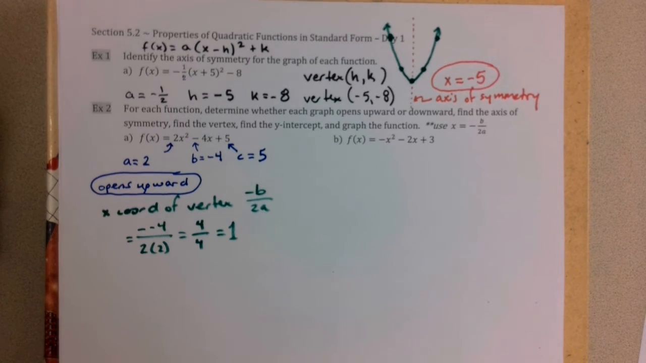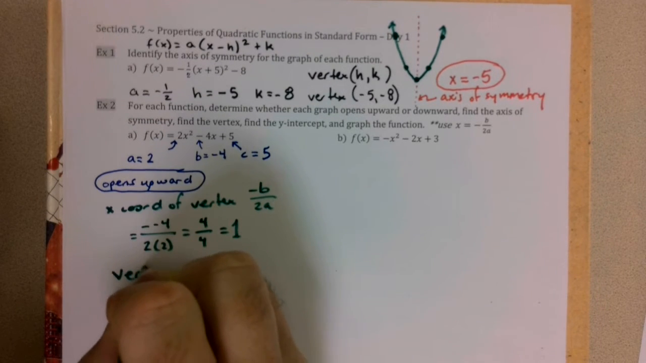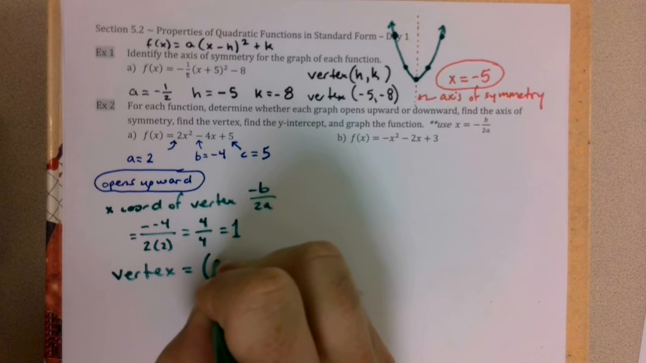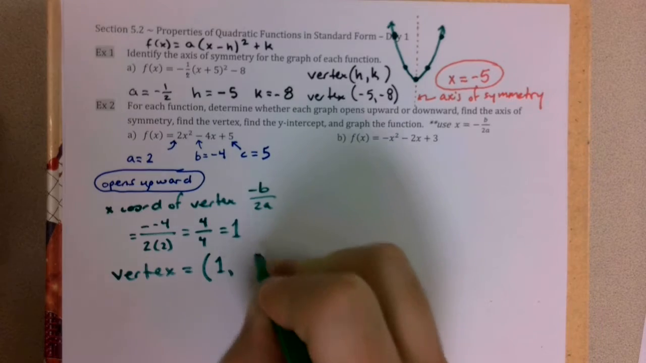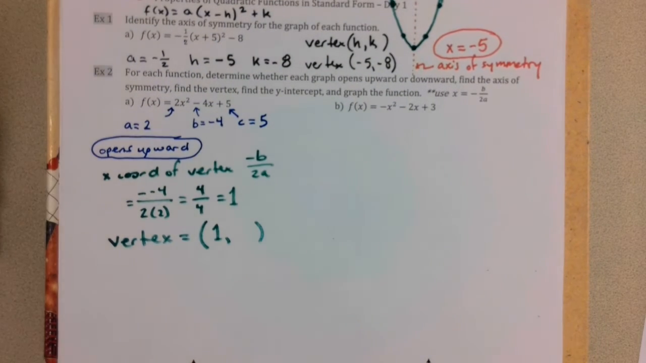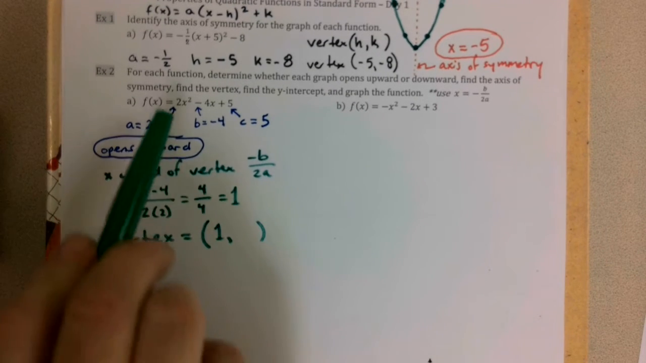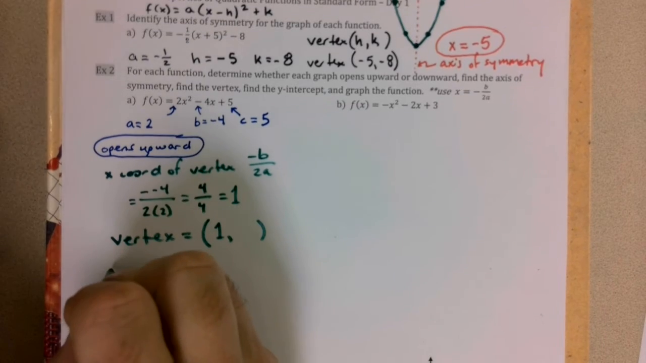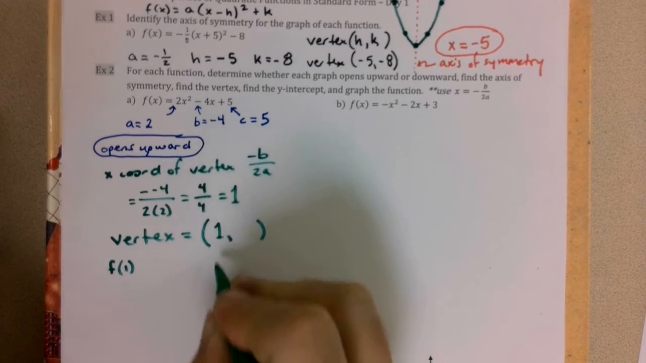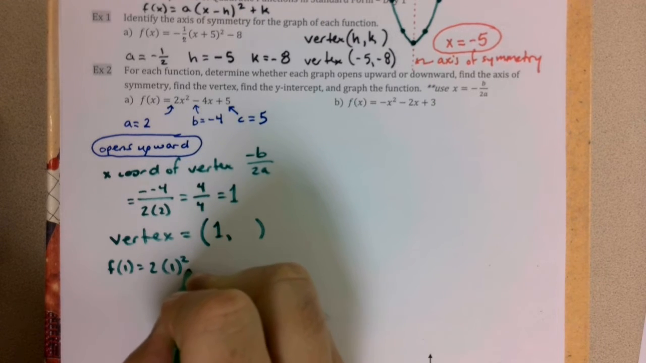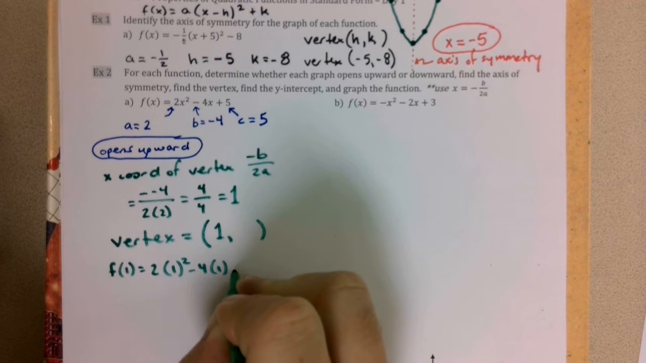Or if I say it another way, our vertex is the point 1 comma something. I just need to figure out what that something is. So vertex is 1 comma, and then there's a y-coordinate there that we're going to need to figure out. But we'll figure out the y-coordinate how we usually do. To figure out the y-coordinate here, we're just going to take our value for x and plug that back into the equation. So we're going to calculate f of 1. We're going to take 1 and plug it into the original equation. That is 2 times 1 squared minus 4 times 1 plus 5.